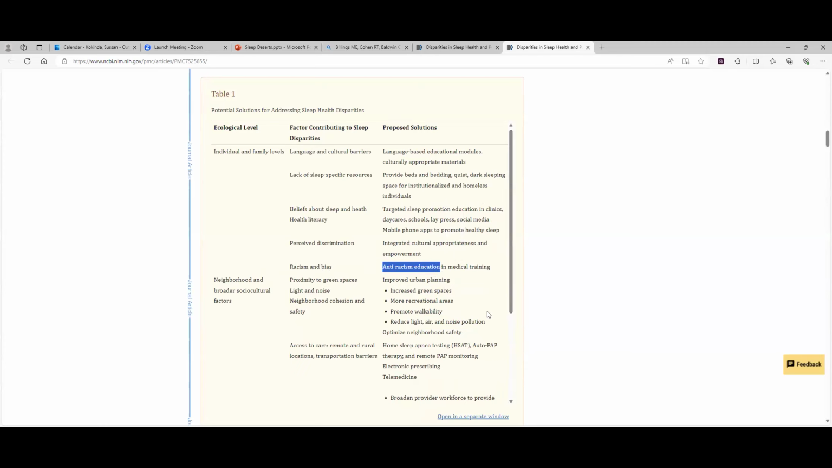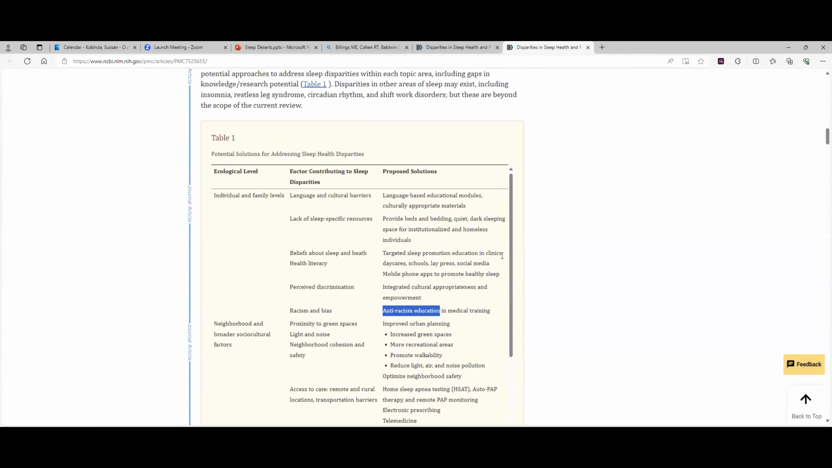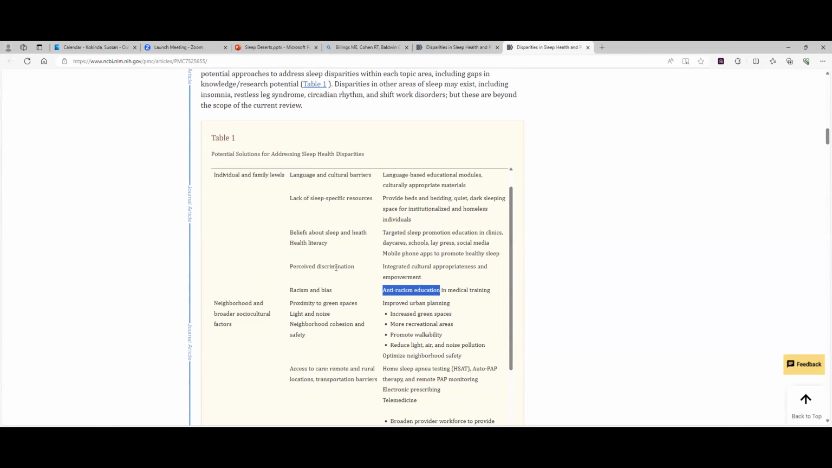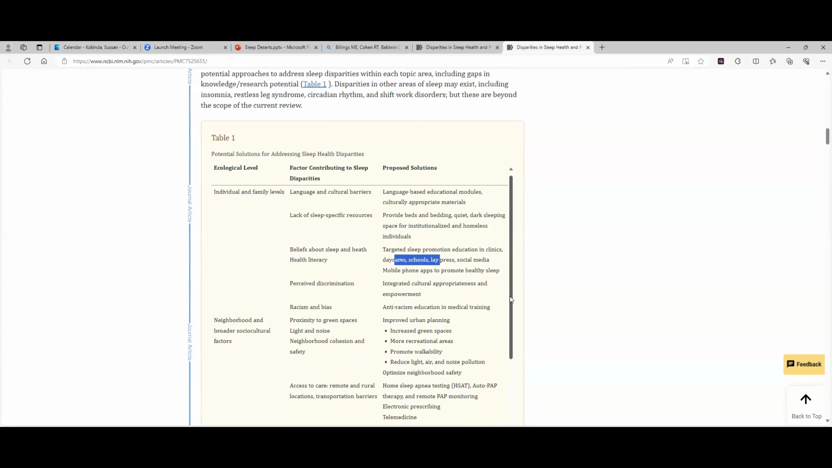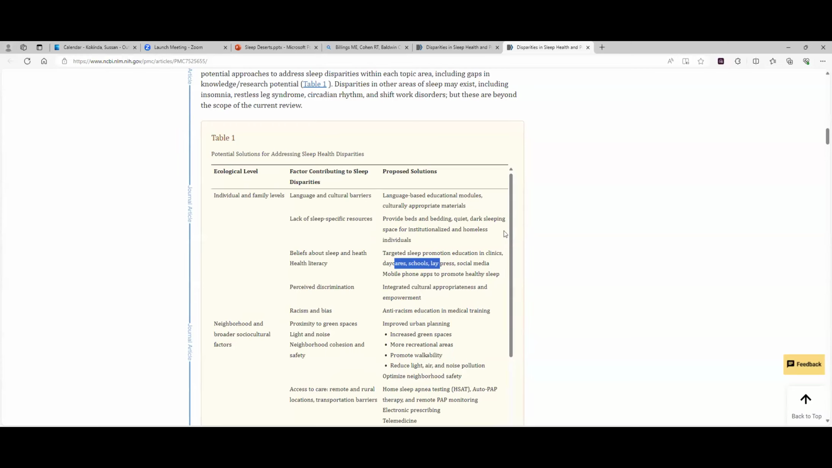Education against racism in medical training. And then of course there's addressing beliefs about sleep and health literacy, with education in the clinics, even at the daycare and school level, or even social media, using mobile apps to promote healthy sleep. And for discrimination, integrating cultural appropriateness. So it is difficult to resolve these things. It was a very good question, Dr. Shagakar, but on an individual level, it might be hard to do some of these things.